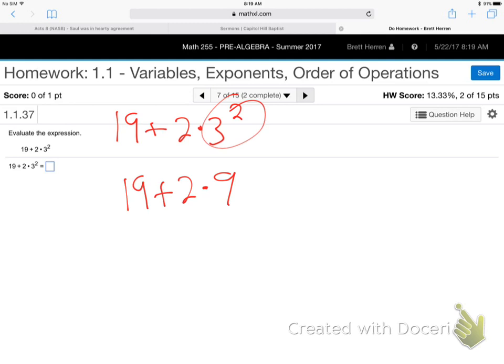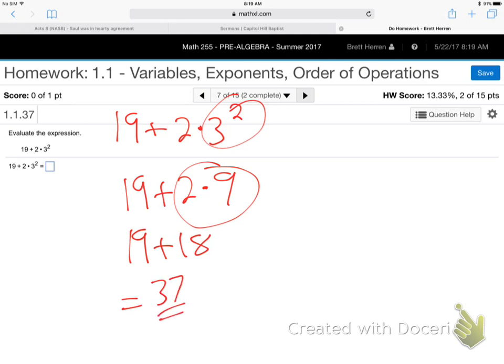So what am I going to do next? Multiply 2 times 9. Yeah, 2 times 9. And now, adding last, 37? Yeah. 37. Good on that? You remember that kind of stuff?